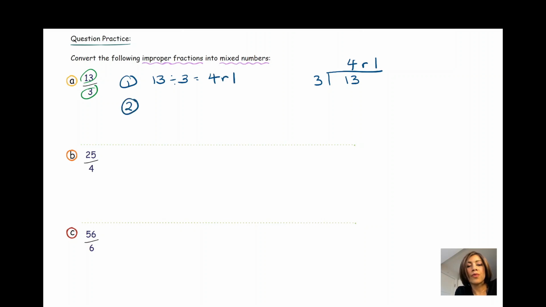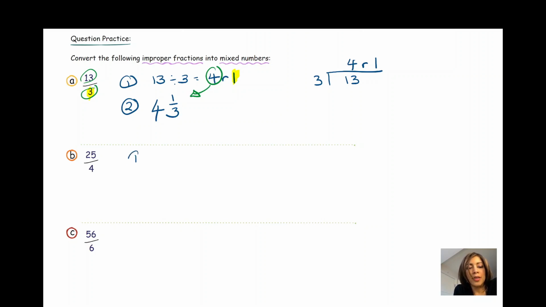Now step 2. You remember we have to then bring this whole number down, because that forms part of our answer. The first part of our answer. So we have 4 here. We then need to place this remainder over the denominator as the second part of the answer. So we have 4 and 1/3. And that's our answer. Okay, and we just double check that. 4 times 3 is 12 plus 1 is 13. So let's go to question B.